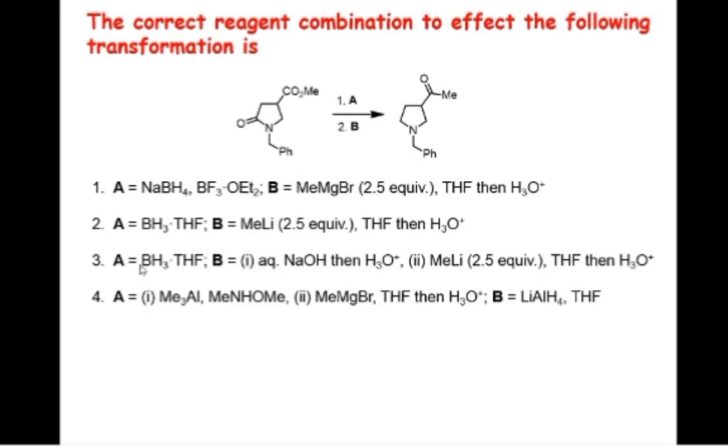This is the second method. Third method, you can treat that benzoyl chloride with Gilman reagent, that is dimethyl copper lithium. Again, you will get acetophenone.